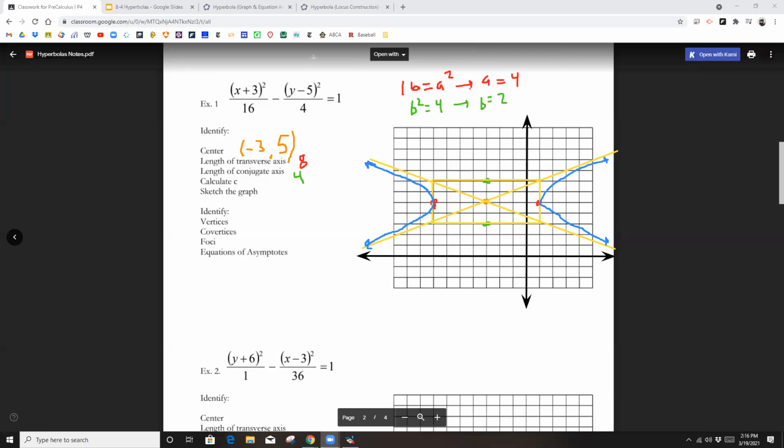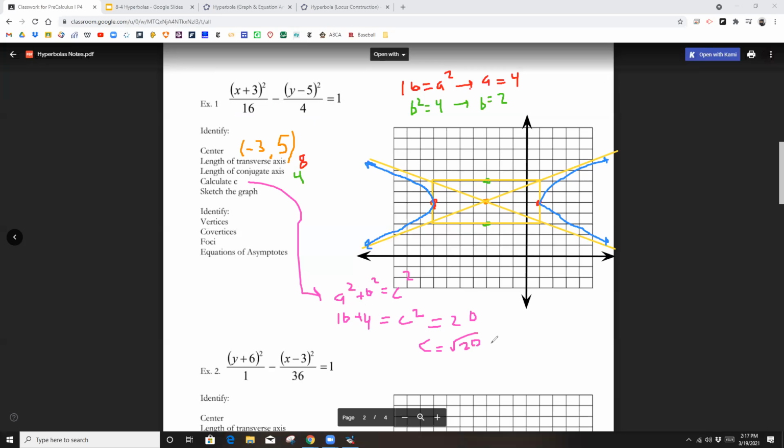All right, so for c, we're just going to use the Pythagorean Theorem. Oh my goodness, it's hard to draw on this. All right, so for c, for a hyperbola, we use a squared plus b squared is equal to c squared. So a squared is the number under x squared, so we could just say it's 16. And b squared is the number under y squared, so that's 4. So what you could do real quick is just look at the equation and add these 2 numbers. You get 20.